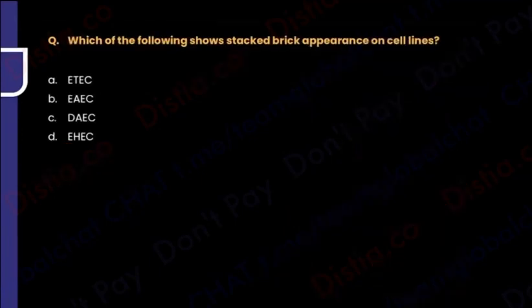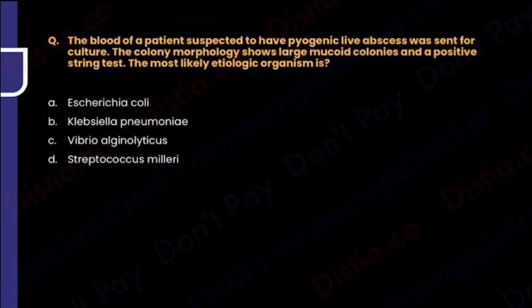Coming to the next, which of the following shows stacked brick appearance on cell lines? Stacked means aggregate. Which one? Enteroaggregative E. coli. Enteroaggregative E. coli. Coming to the last question that we have over here.